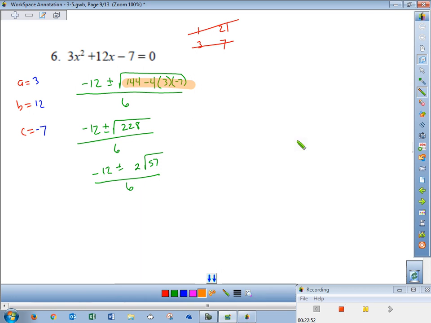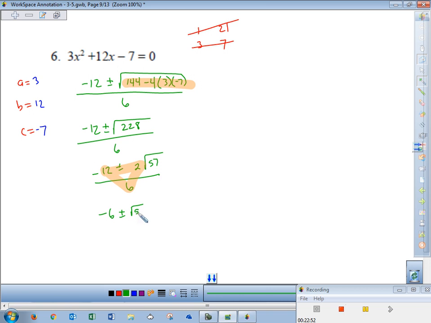And then you check your triangle of death. Boop, boop, boop. Those three numbers do have a common factor of 2 in them. So that is negative 6 plus or minus 1 square root of 57, all over 3. And then the solution set: negative 6 plus the square root of 57 over 3, negative 6 minus the square root of 57 over 3.